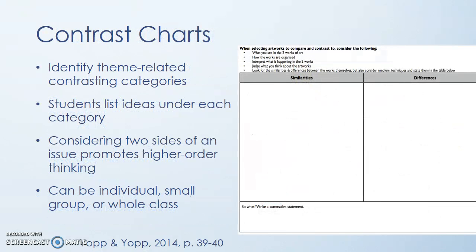Contrast charts are very popular. This is what I like to call a T-chart, and you're going to identify theme-related contrasting categories such as similarities and differences, pros and cons, and such. Students are going to list ideas under each category, and considering two sides of an issue promotes higher order thinking. You could do these individually, in small groups, or as a whole class.